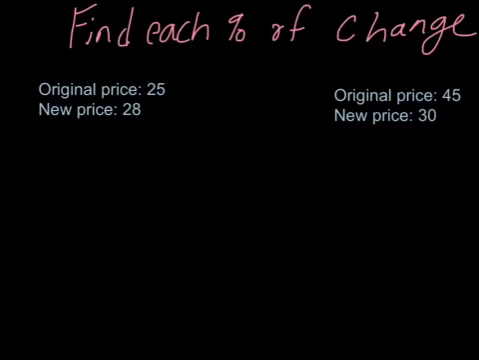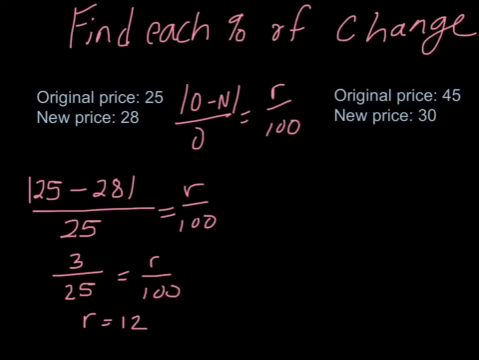So let's look at an example. Here we have to find the percent of change for each example. We're given the original price here is 25 and the new price is 28. So first thing we're going to do is write out our formula. Okay, so let's look at some examples. For each of these, you need to find the percent of change. So for this problem, we have the original is 25, the new price is 28. Here's our formula that we want to plug in the values.